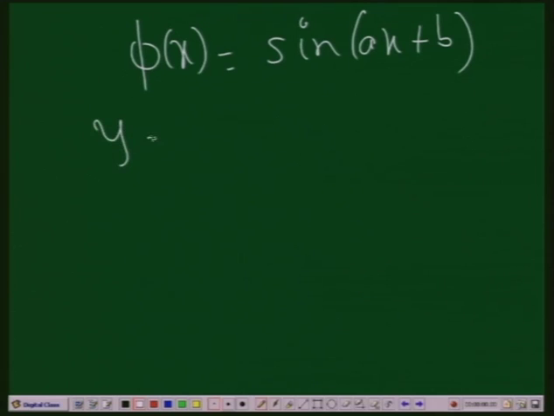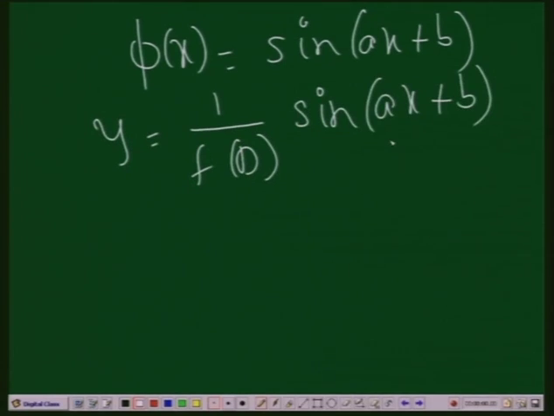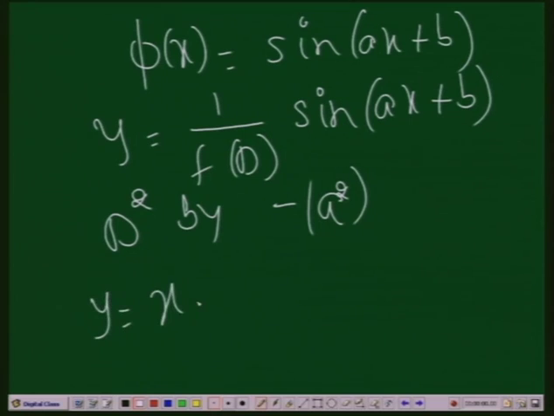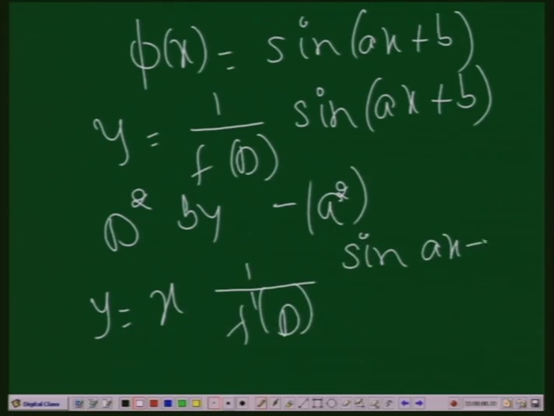The rule is: y is 1 by f of D, the operator, operating on sin of ax plus b. We have to replace D square by minus a square. Same rule if the denominator does not become 0 with the substitution. If the denominator becomes 0, then you multiply this with an independent variable, differentiate the denominator, and then proceed with the same procedure of replacing D square by minus a square.